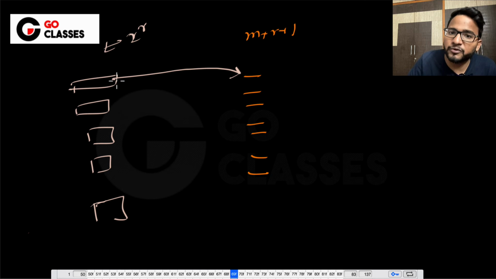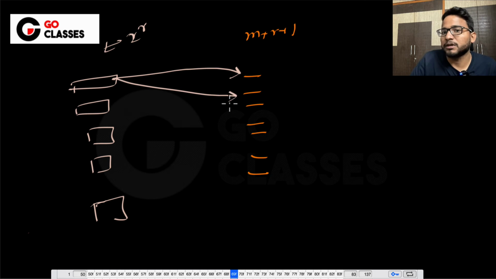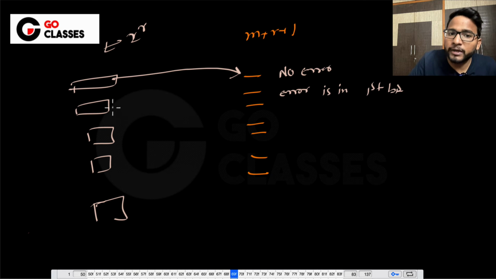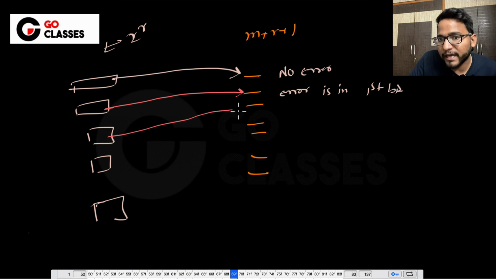This should not be confused that the error is in this position or this position. Let's suppose this is saying no error, and this is saying the error is in the first bit. Ultimately it could be many to 1 also, but let me just talk about 1 to 1, which means it should not be confused. It should always say where the error is.